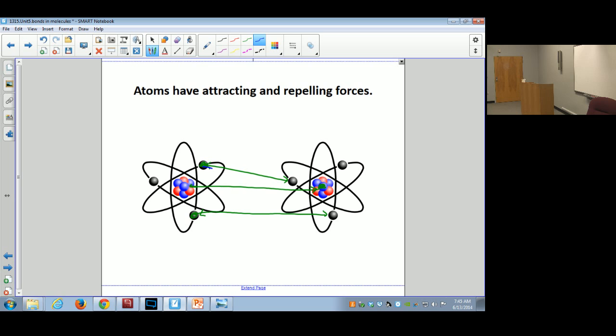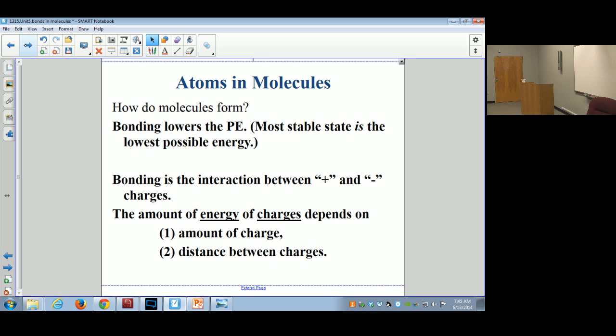But the electrons are being attracted between the two different atoms. So between the nucleus and the electron in the other atom, there's some attraction, and likewise there's attraction between this nucleus and this electron. And so those forces together help molecules bond. So molecules bond because they reach their most stable state.